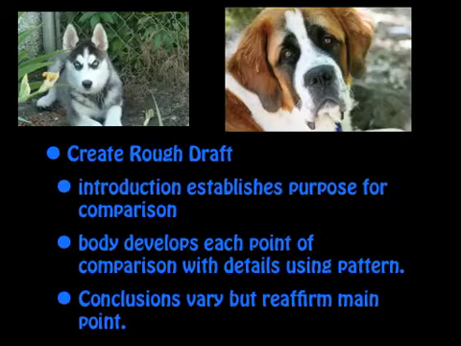Create a rough draft. So, I need an introduction which establishes the purpose of the comparison. So, my purpose of the comparison is to find a dog that's right for me. Then the body, which develops each point of comparison with detail using the pattern. So now I'm going point by point. So I'll probably start out with how they look, what size they are, and how much they eat. Then conclusion. So I need to vary but reaffirm my main point. And then I'm all done.